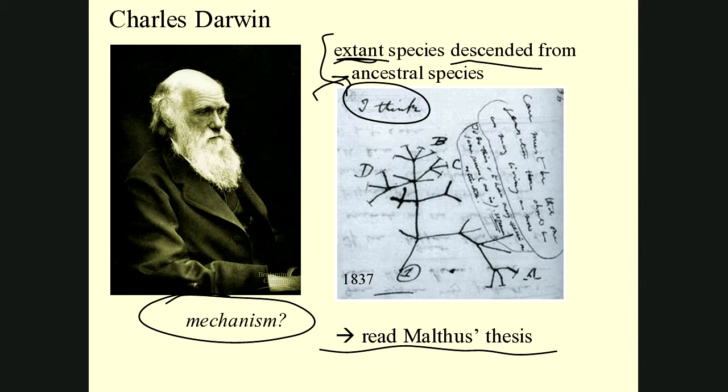But the mechanism, that's the key. What's the mechanism? It's not inheritance of acquired characteristics. It's not stretching your neck. So after he read Malthus's thesis, his book, that whole idea of the struggle for existence, he went, oh, okay, I get it. It's a struggle for existence. In other words, what we mean again is it's a competition. Some species will do better than others.